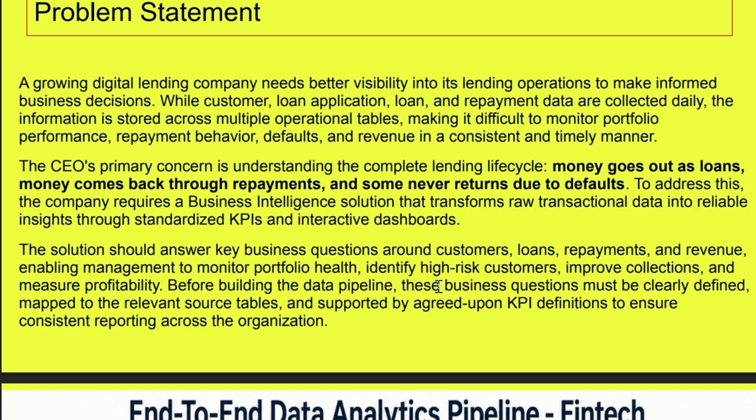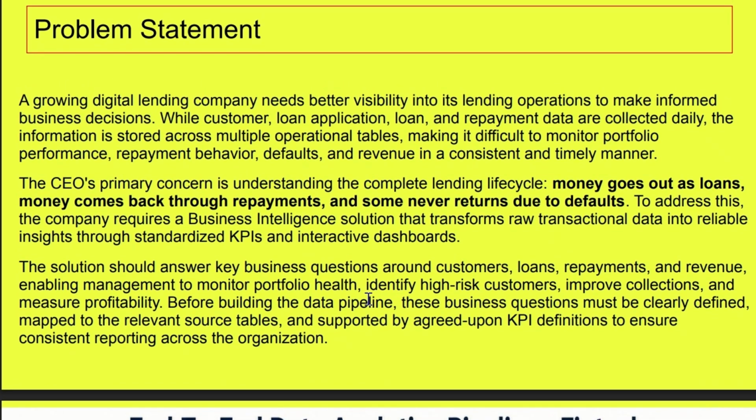Before building the data pipeline, these business questions must be clearly defined, mapped to the relevant data source tables, and supported by agreed-upon KPI definitions to ensure consistency across the organization. So this is the problem statement that the digital lending company is currently facing. In every project, you first of all need to understand this kind of problem, and after that, you start exploring the data sources that will support in solving this particular problem.